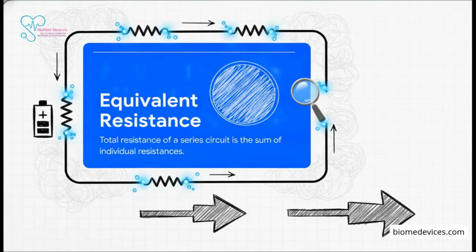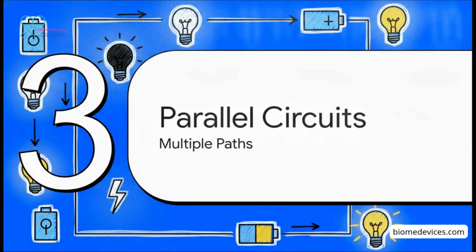So how do we analyze this mathematically? Honestly, it's remarkably simple once you grasp the physics. If you force electrons to flow through multiple resistors in a single line, you're obviously increasing the total friction, or the overall difficulty for that current to flow. Therefore, to find the total equivalent resistance of a series circuit, you simply add the individual resistances together. R total equals R1 plus R2 plus R3. The more components you stack in series, the harder it is for current to flow, and the higher your total resistance climbs. Section 3. Understanding parallel circuits.